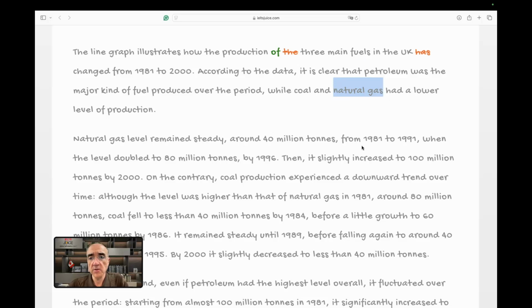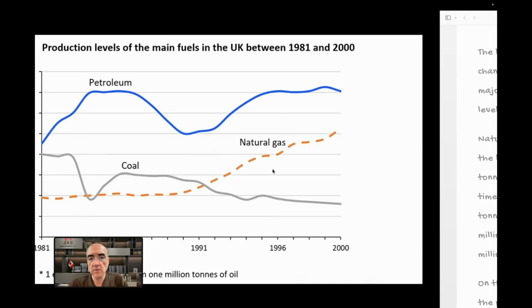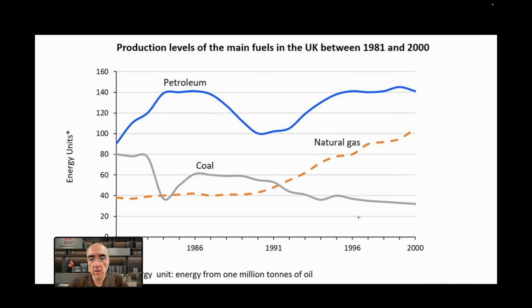Around 40 million tons from 1981 to 1991, when the level doubled to 80 million tons. Okay, let me take a look at this. 1991. It actually remained steady until 1990. Or maybe you can go even further and say 1989. But I'm okay with 1990, but I'm not okay with 1991.